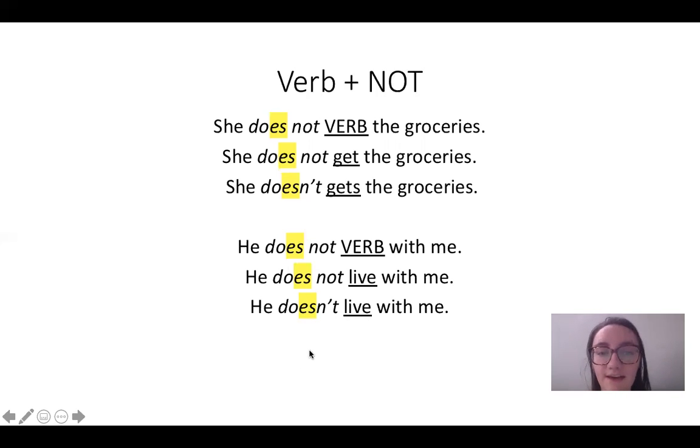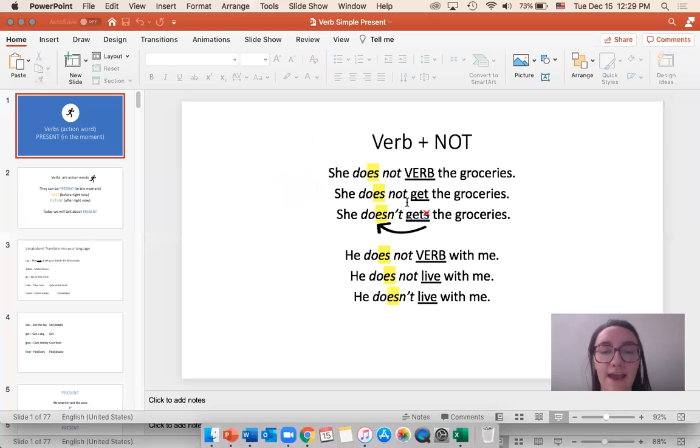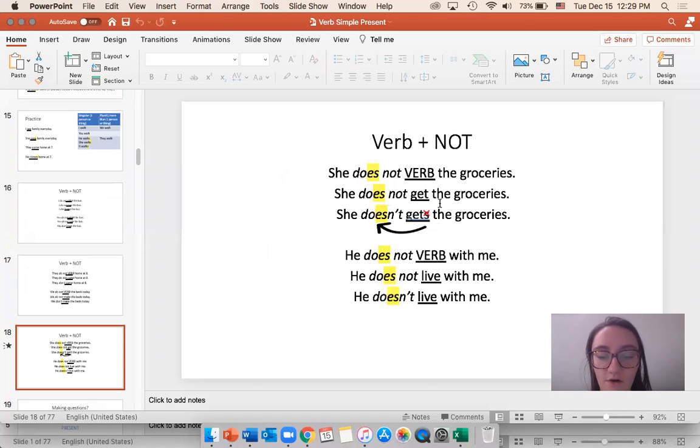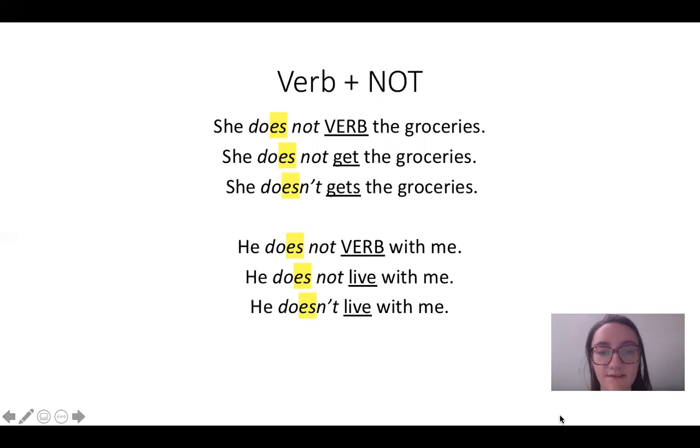So when you're making it a negative, instead of putting the S on the verb, like oh, there was this here. It's got little arrows. So instead of putting the S on the verb right here, you put it in the do, right? The do part. Does not. Instead of saying do, we put does.